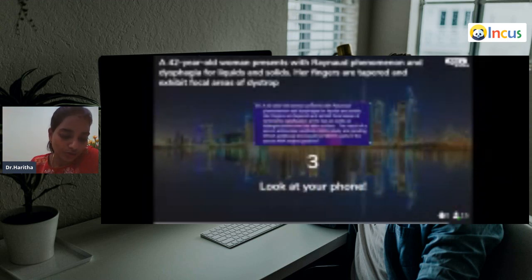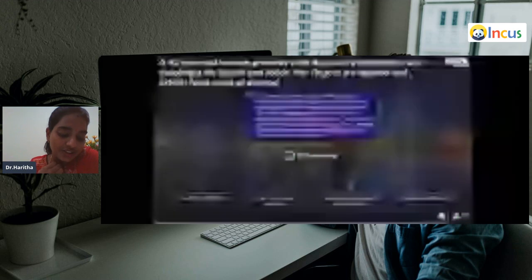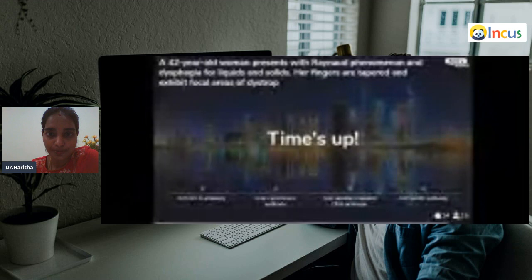A 42-year-old woman presents with Raynaud's phenomenon and dysphagia for liquids and solids. Her fingers are tapered and exhibit focal areas of dystrophic calcification at the tips, as well as telangiectasias over the skin. The result of serum ANA is pending. Additional tests which would be most useful if serum ANA is positive are: anti-SS antibody, anti-centromere, anti-double-stranded, anti-Smith.